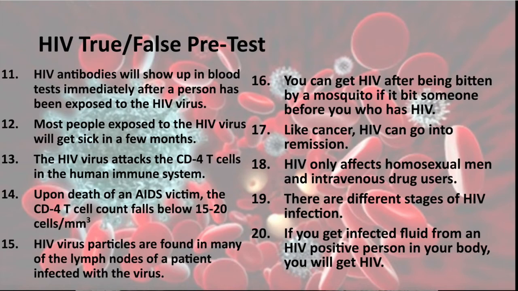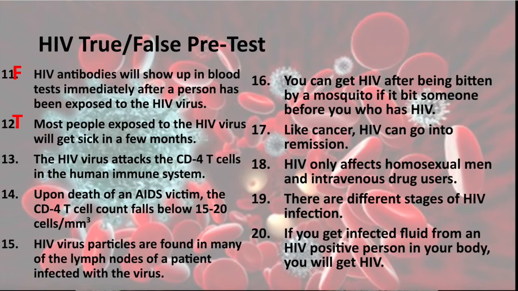Number 11, HIV antibodies will show up in blood tests immediately after a person has been exposed to the HIV virus. That is false. It does take some time. Number 12, most people exposed to the HIV virus will get sick in a few months. That is true. So while we had false for number 11, it doesn't show up immediately, but it does show up in a little bit of time after.